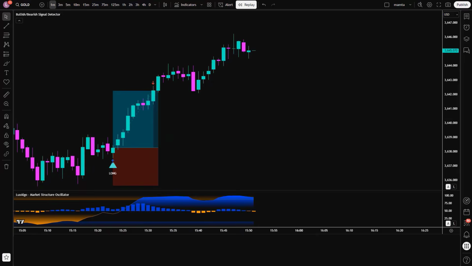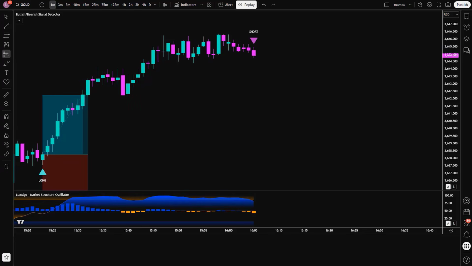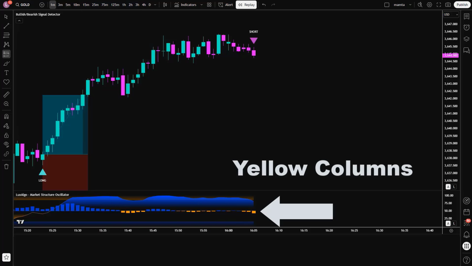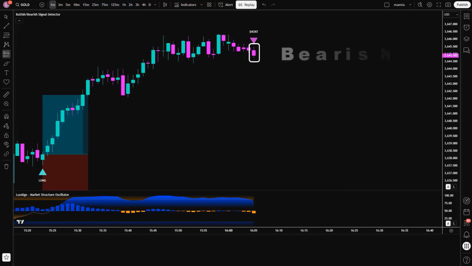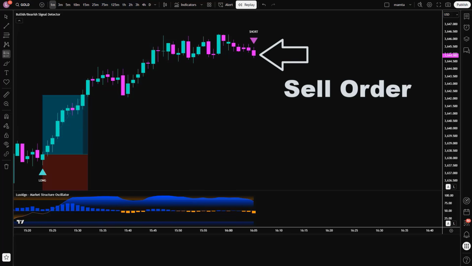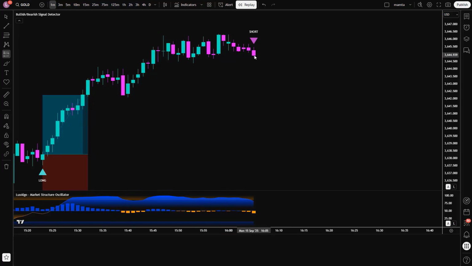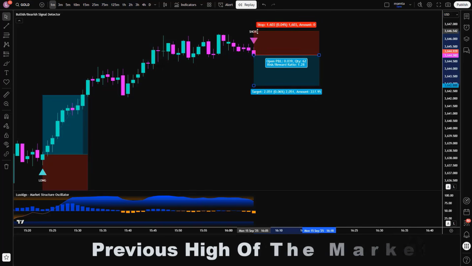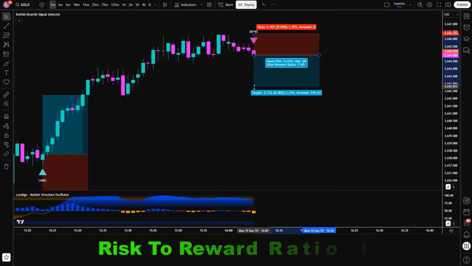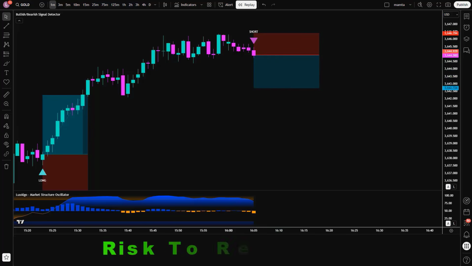Let us now understand the short position. When the uptrend bullish-bearish signal indicator gives us a sell signal, when the market structure oscillator indicator shows yellow color columns, and when the market forms a bearish candle, if this condition is fulfilled, then we will place a sell order. Our stop loss is the previous high of the market, and the risk to reward ratio will be 1:1.5.